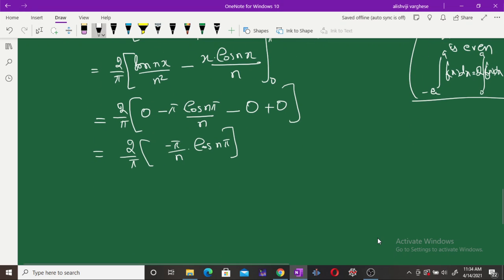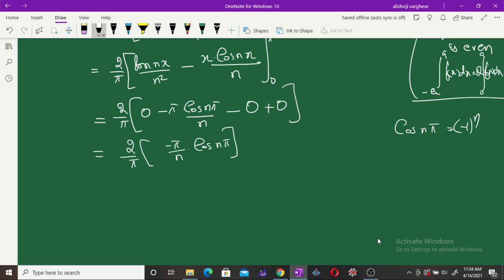Okay, if you observe the term cos n pi, then as the value of n varies from 1 to infinity, cos pi is minus 1. Then cos 2 pi is plus 1, cos 3 pi is minus 1. So it is alternately minus 1 and plus 1. So this cos n pi can be simply rewritten as minus 1 raised to n.